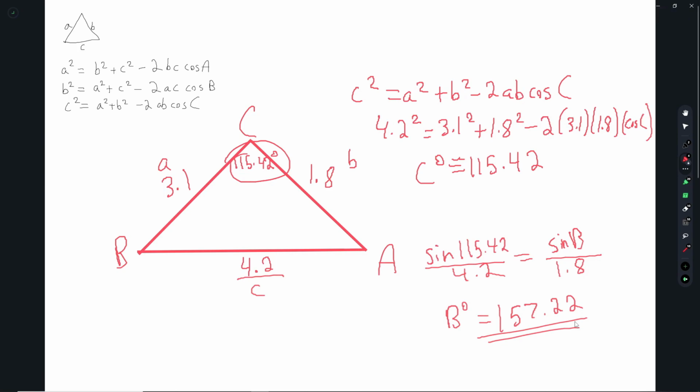So what you do is again shift sine 157.22, which will give you 22.78. You have to take the absolute value. So B is 22.78. Then you do 180 minus 22.78 minus 115.42. That will give you 41.8 degrees. And that's our triangle.